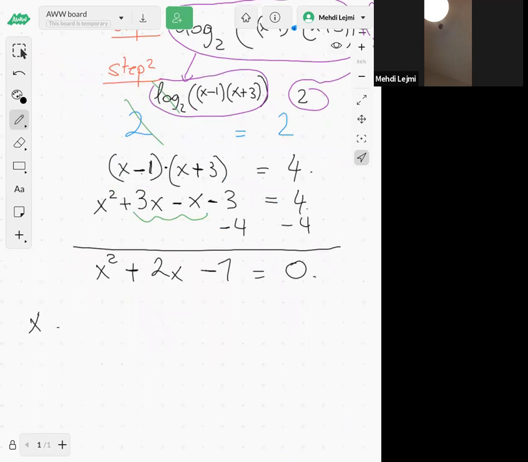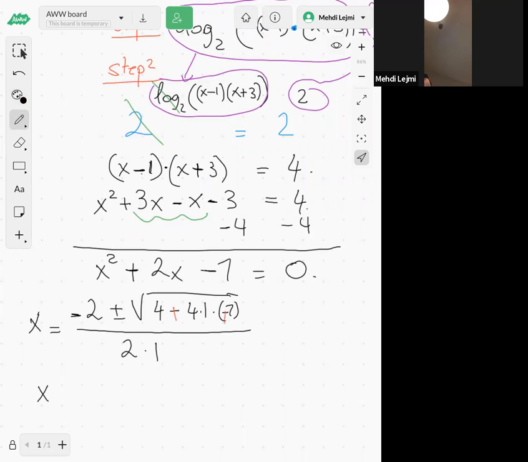So this is x equals minus b, so minus 2, plus or minus the square root of b squared, that's 2 squared, so that'll be 4, minus 4 times a, which is 1, times c, which is negative 7, over 2a, which is 2 times 1. This is negative 7, of course. So minus minus inside the square root here, that will be a plus. And so that will be the square root of 4 plus 28, that will be 32. So my x is actually minus 2 plus or minus the square root of 32 over 2.